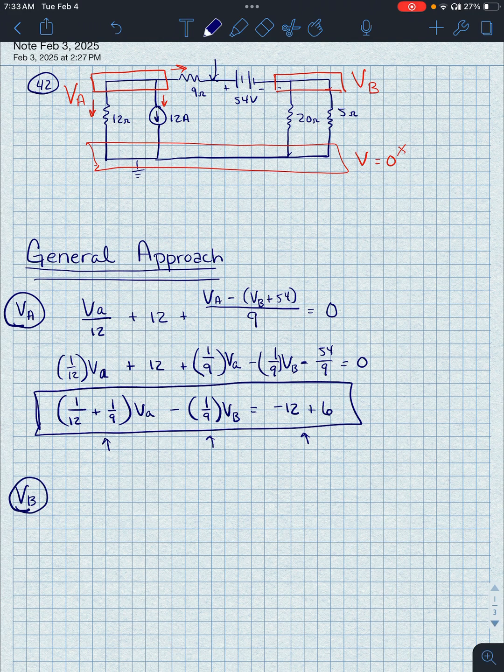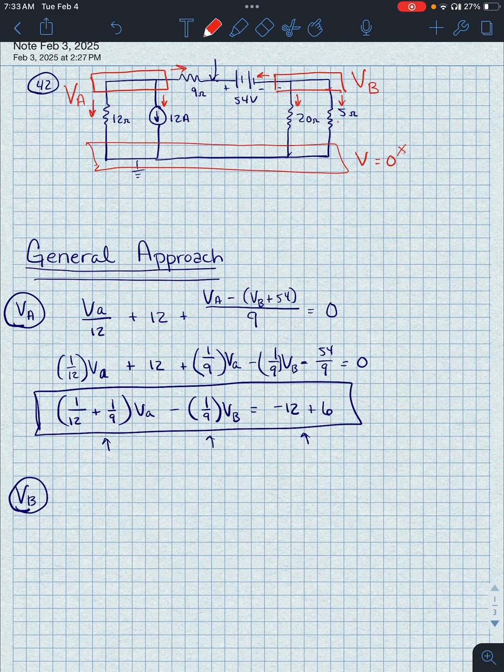So for VB, again, we're assuming all of our currents are leaving the VB node. So through the 5 ohm resistor, we're assuming we have a current going this way down through the 5 ohm to ground, and through the 20 ohm resistor down as well. And then through that 9 ohm resistor at the top, the current's going that way.